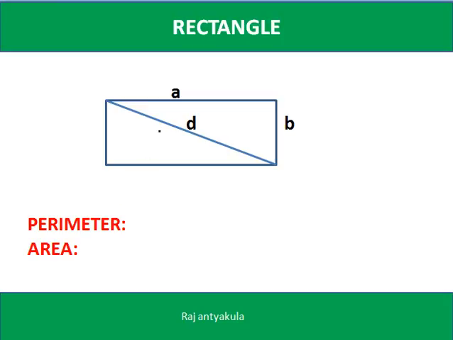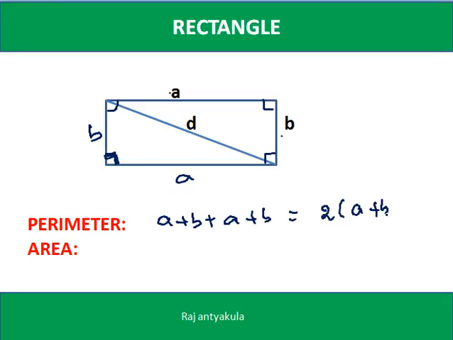Next, rectangle. What is meant by rectangle? In a parallelogram, if adjacent sides are perpendicular, then we call it a rectangle. Okay. See here, perimeter is the same: this is A and this is A, and if this is B, this is also B. So what is the perimeter? Simply adding outer dimensions. A plus B, A plus B. So perimeter of a rectangle is 2 times A plus B.